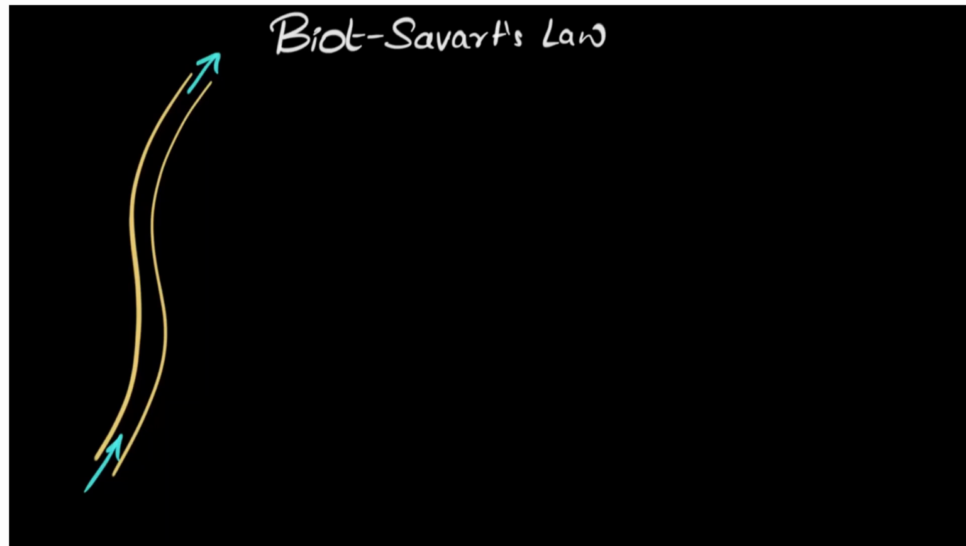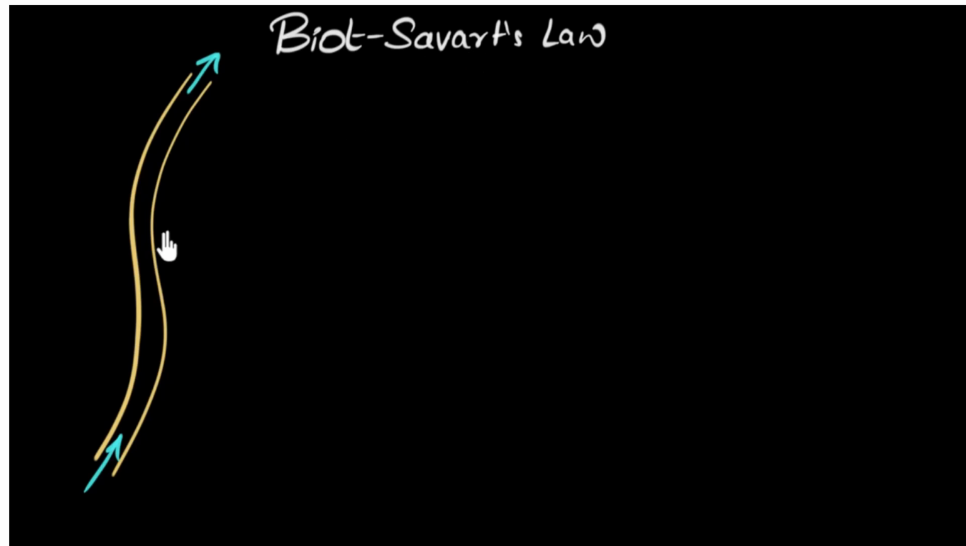Today we are going to discuss Biot-Savart Law. We know that a current-carrying wire produces a magnetic field around it. How do we calculate the strength of a magnetic field at a particular point? We can calculate it by using Biot-Savart Law. This law is analogous to Coulomb's law in electrostatics.